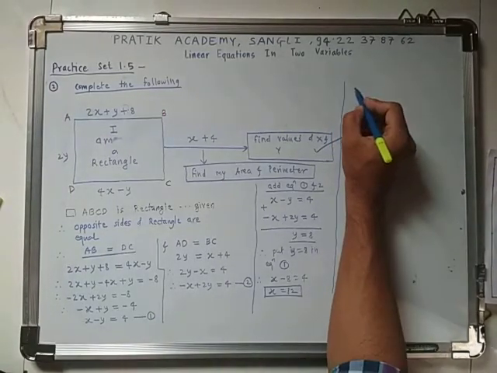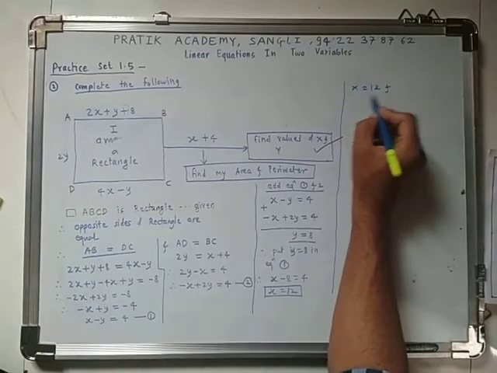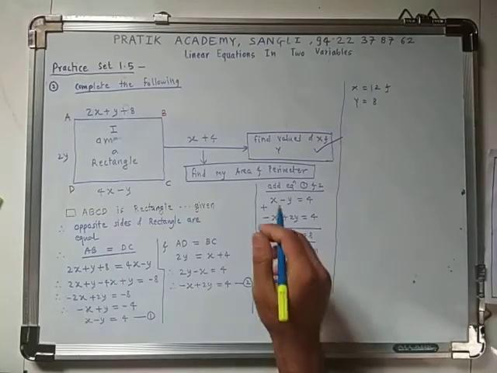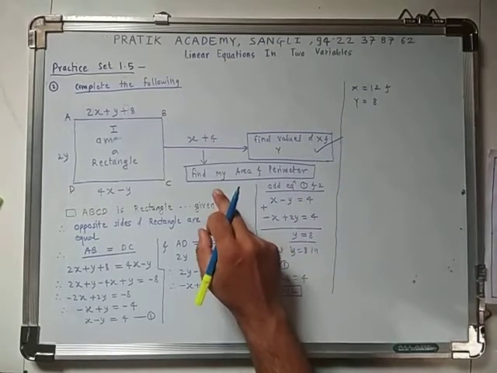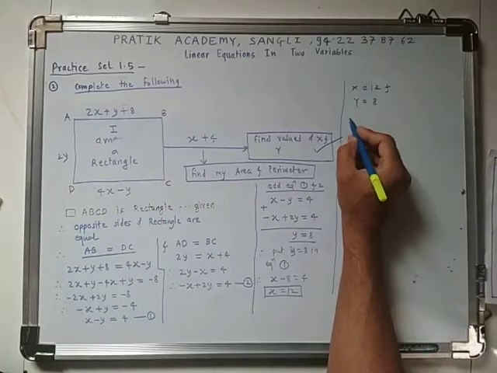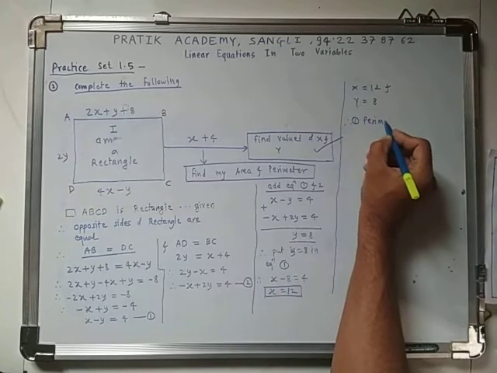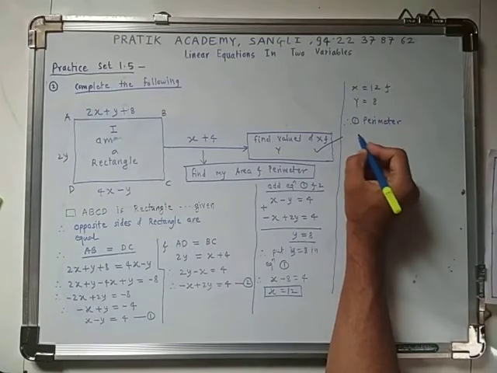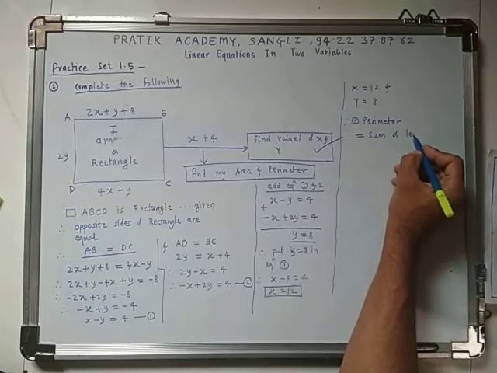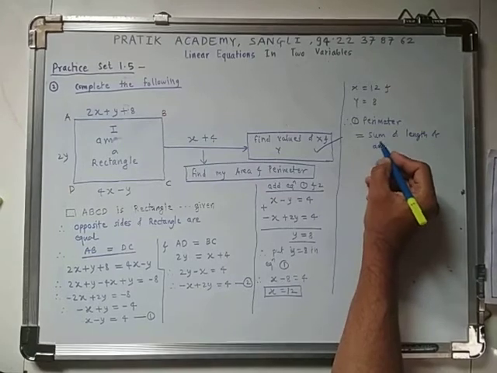So x is equal to 12 and y is equal to 8. Then next, what is next? We have to find out the area and perimeter of this rectangle. So first we will find out the perimeter. Perimeter is only the sum of lengths of all sides.